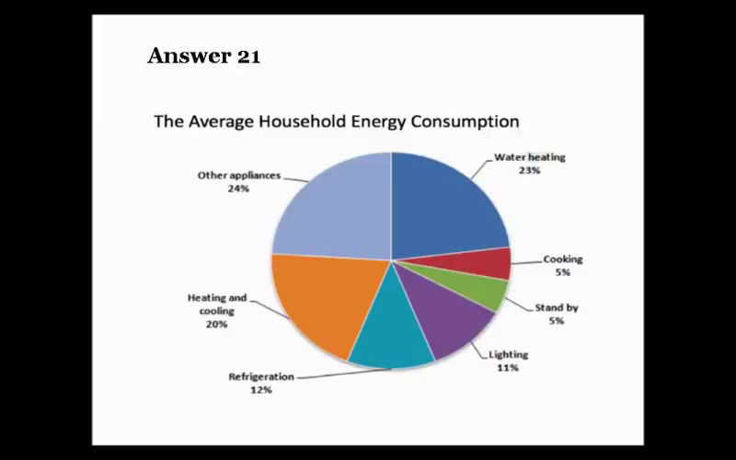According to the graph, the largest proportion goes to other appliances with a figure of 24%, while the smallest proportion goes to both cooking and standby with a figure of 5%. Last but not least, for the rest of the categories, the numbers are ranging from 11% to 23%. In conclusion, households consume almost half of the total energy on heating.